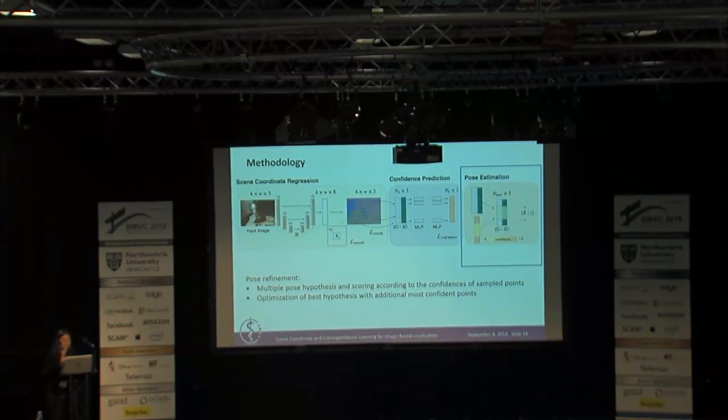So in this case, we sample multiple pose hypotheses, and we score them according to the confidences of the sampled points. So our confidence prediction can also help in pose refinement afterwards. And then afterwards, once we have ranked our pose hypotheses, we optimize the best one by sampling additional confident points.